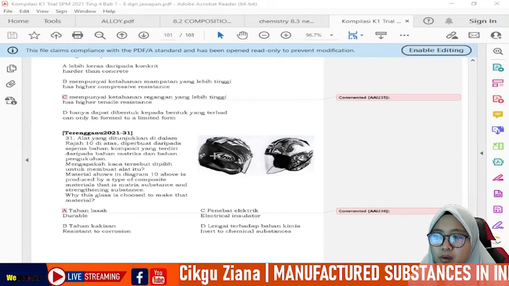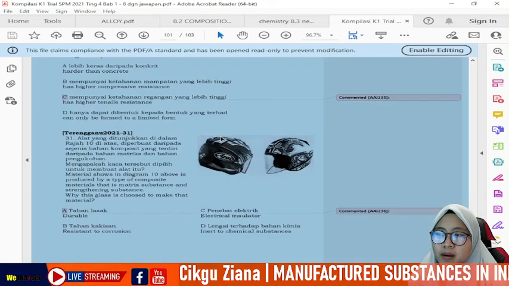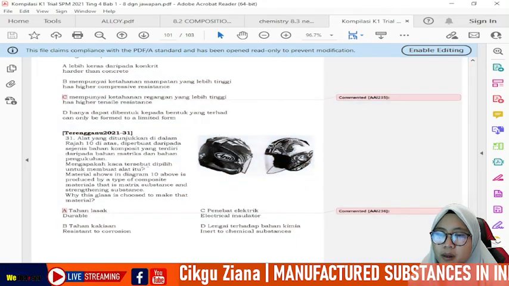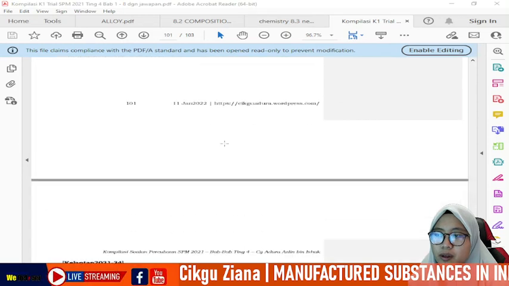Okay. The material shown in the diagram is a composite material. Why is this glass chosen to make the material? Why? Because... Farid, Farid's answer. A, durable. Okay, tough and long-lasting. Okay, thank you Farid.